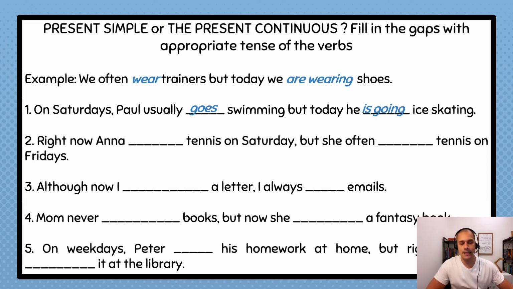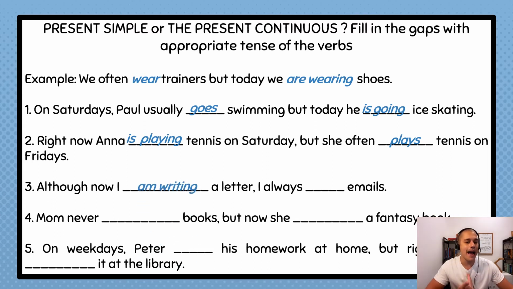He's going ice skating. Number two: right now, Anna, blah, blah, blah, tennis on Saturday. So look here, right now. Right now means at this moment, guys. So present continuous: right now, Anna is playing tennis, but she often, look, the frequency again, she often plays. Third person includes the S. Plays tennis on Fridays.